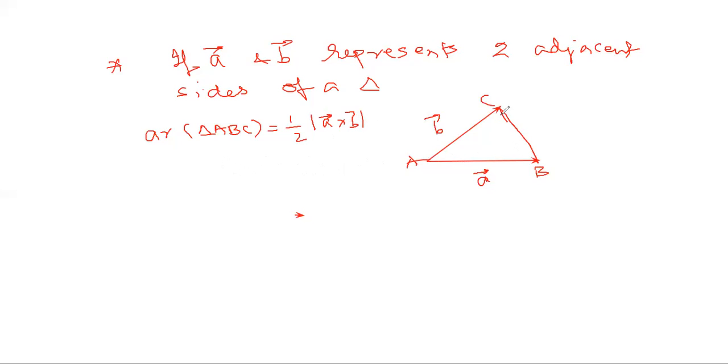How? Because when you drop a perpendicular from here onto this line, this is the height of the triangle, and suppose this angle is theta. This is the perpendicular dropped from C onto this side. So what will be the length of AD? In this triangle, sin theta is equal to perpendicular upon hypotenuse. This perpendicular is the height of the triangle.